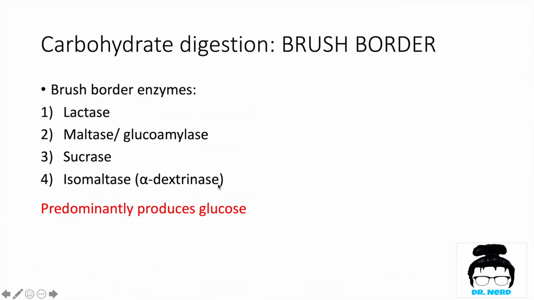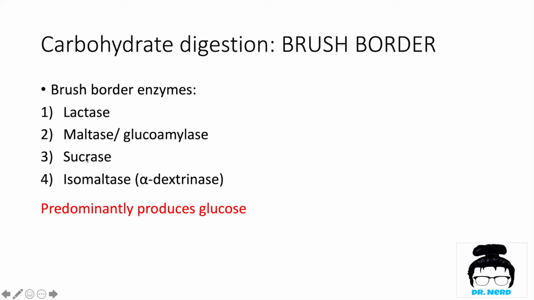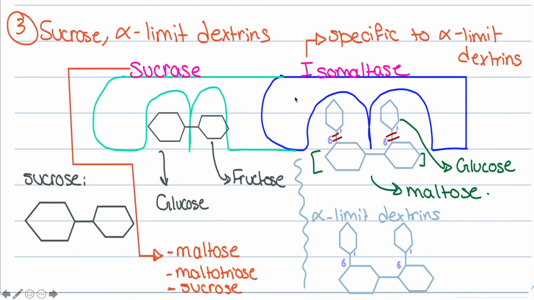Now sucrose and alpha limit dextrin. As I said here, there's a sucrase enzyme and an isomaltase enzyme. What I didn't say is that in the brush border, they are found attached to each other as a sucrase isomaltase complex. They don't function together. If there's a sucrose molecule, sucrase is the one that's going to break it down. And if there's an alpha limit dextrin, the isomaltase subunit is going to break it down.